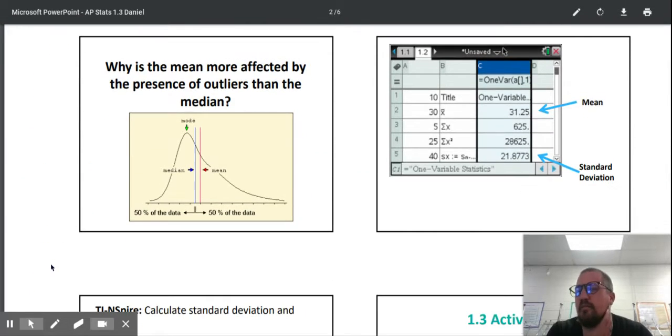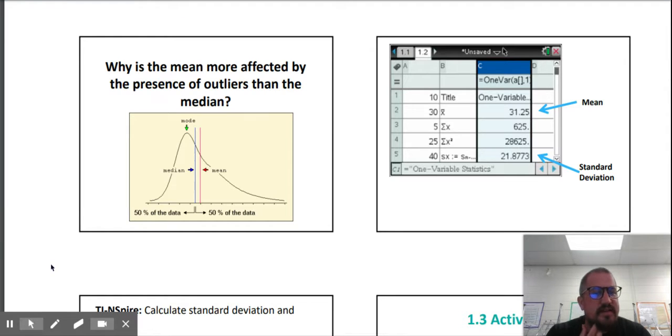So why is the mean more affected by outliers than the median? Because the mean is the average. So think about it. If you have a group of employees, let's say 4 employees that make $10 an hour, and then a 5th employee that makes $100 an hour, then the mean is, you're going to add them all up, you get 140 divided by 5, which is 28. So they could say, hey, the average salary is $28 an hour.